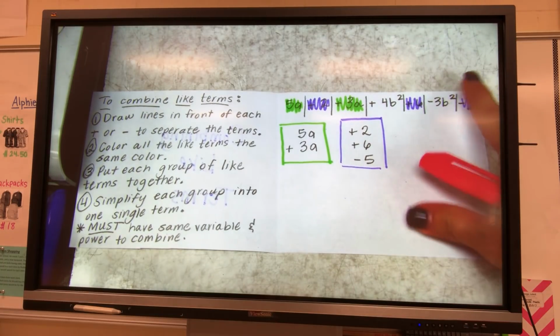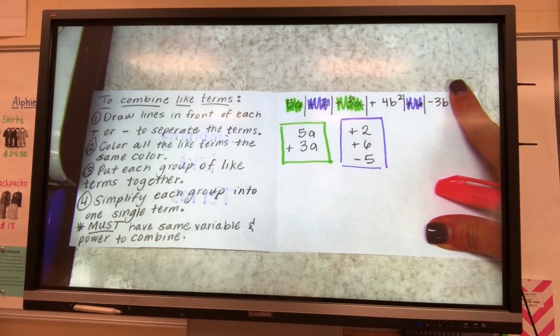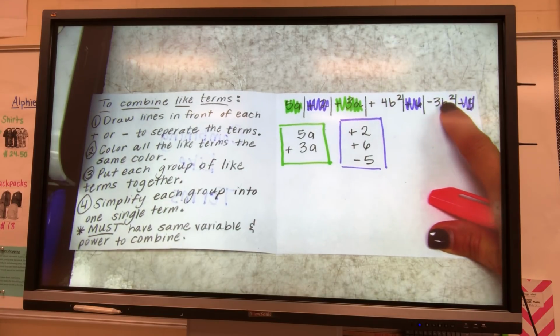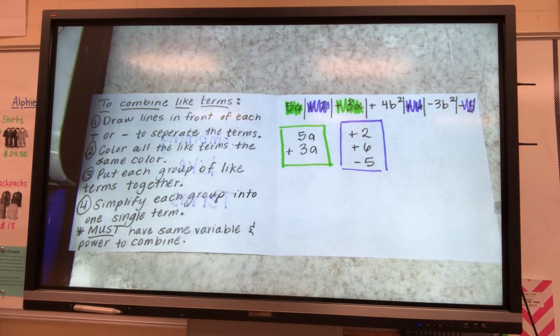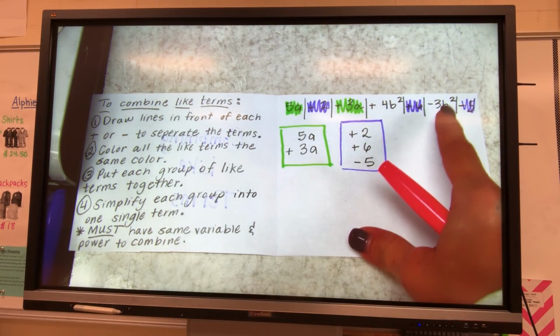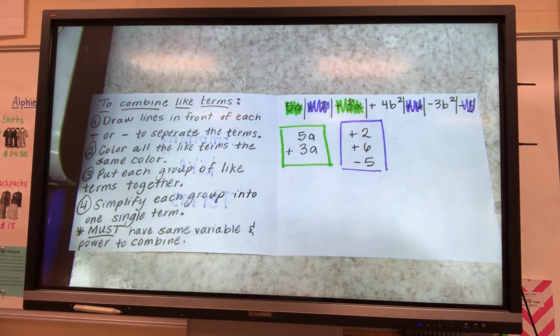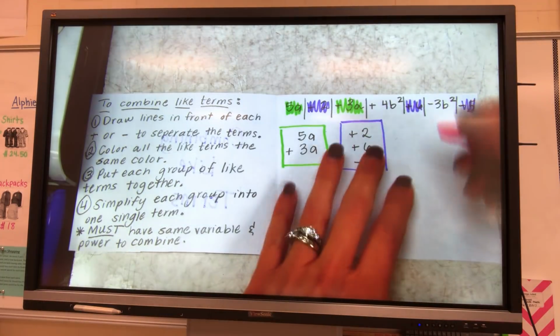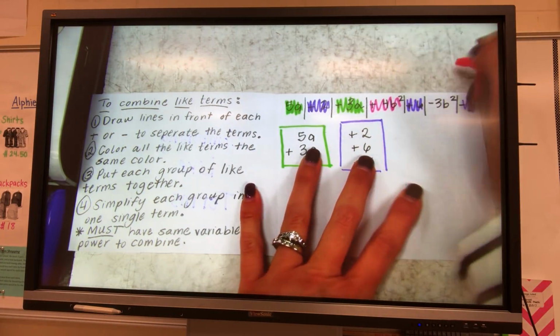Now, if this one just said negative 3b, I could not highlight it, because 4b squared and 4b are different. They are not the same. But because this has an exponent of 2, just like this one, b squared, they're in the same family. So I'm going to highlight it.